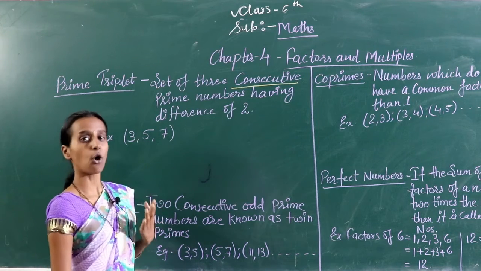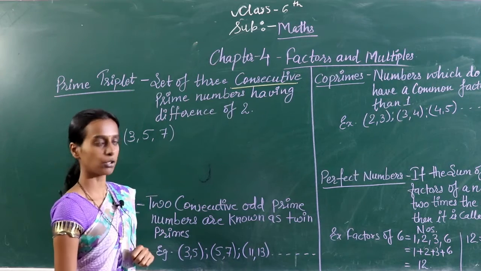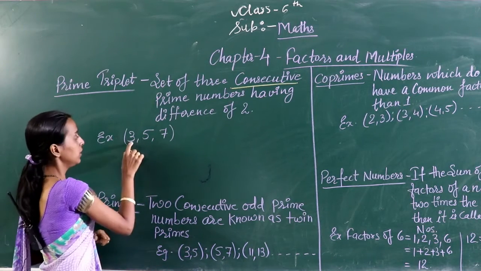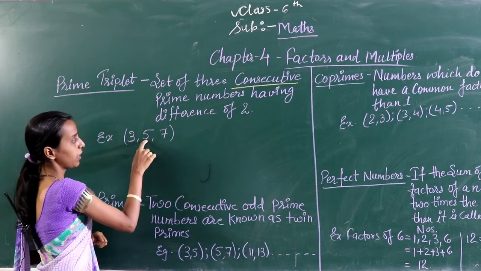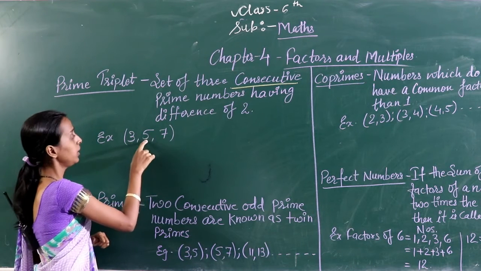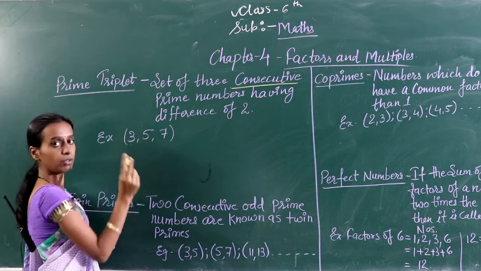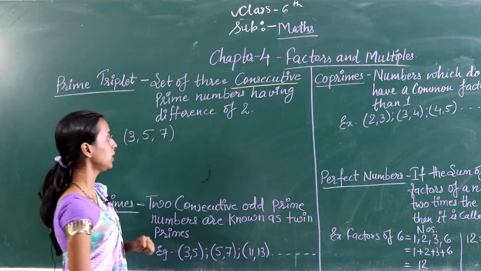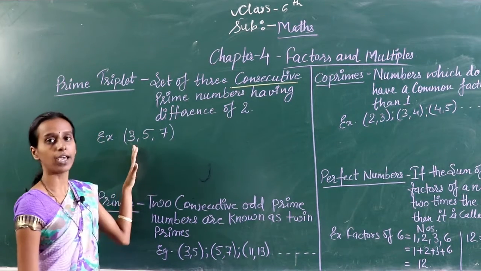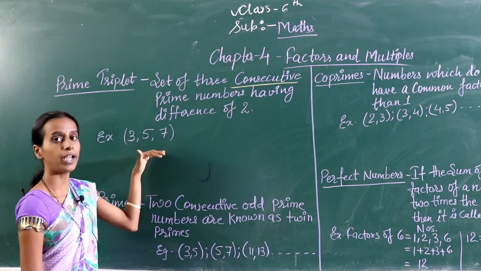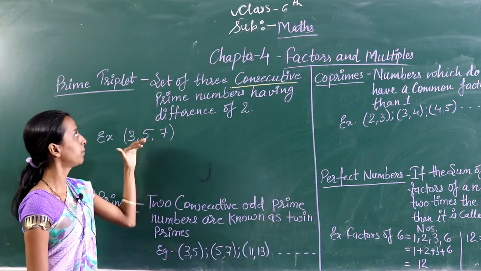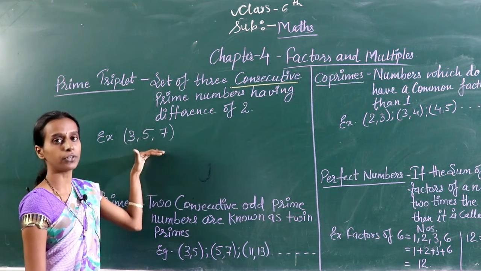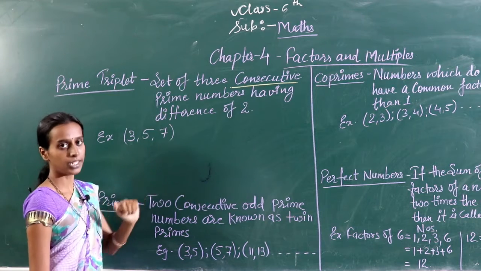3, 5 and 7, all three numbers are prime numbers. Okay, and they all have difference of 2. See here, 3 plus 2, 5, 5 plus 2, 7. Or if we subtract 5 minus 3, then there will be difference of 2. 7 minus 5, then there will be difference of 2. Okay, so the only prime triplet which we have is 3, 5 and 7. So the prime triplet means consecutive prime numbers having difference of 2 between them.